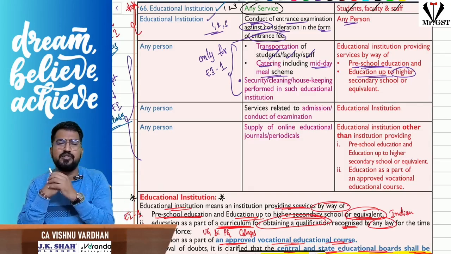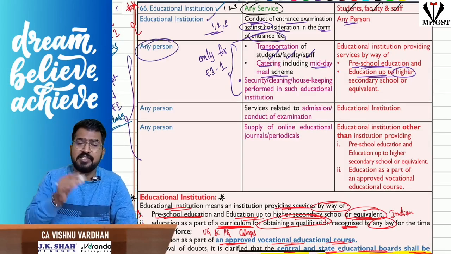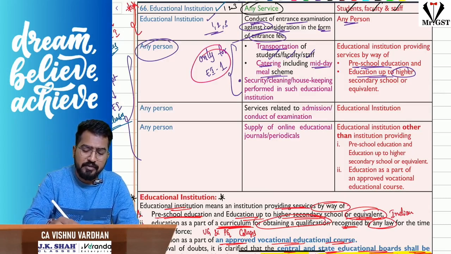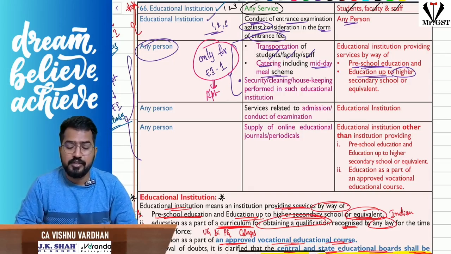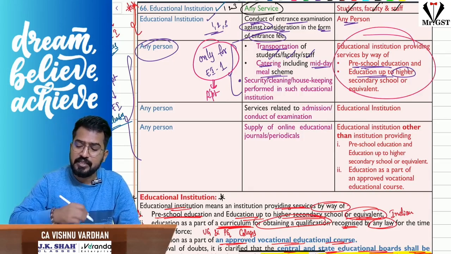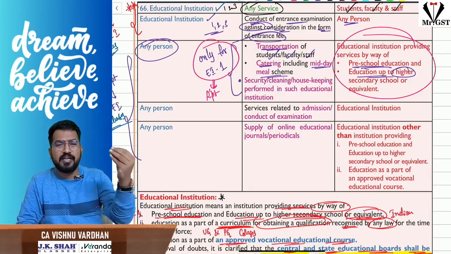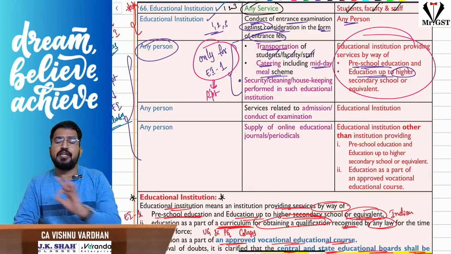Here the recipient is not the school. For us in this entry, the supplier is any person and the recipient is EI1. EI1 is the recipient. Are you understanding the point? So the recipient is EI1, then only this exemption is there. Students directly going to the canteen buying some kurkure, lays packets, chocolates and all, that is not covered here. That is very much taxable.